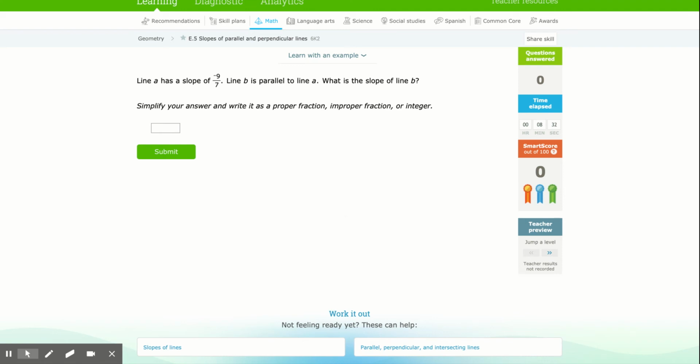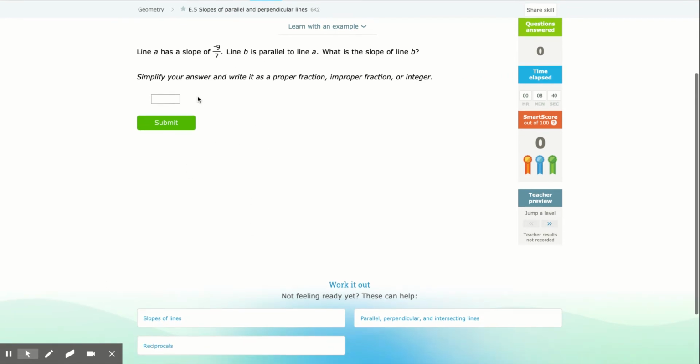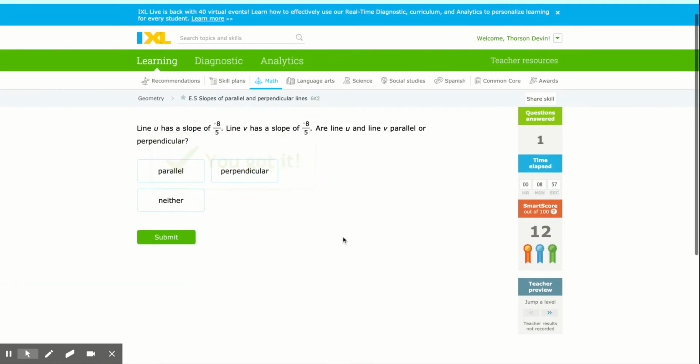Welcome. In this lesson, we're going to talk about parallel lines and perpendicular lines. Parallel lines, first of all, are very, very simple. Parallel lines have the same slope. So if line A has a slope of negative 9/7, and line B is parallel, then line B must have the exact same slope, a negative 9/7, not 7/9. Very simple, okay?